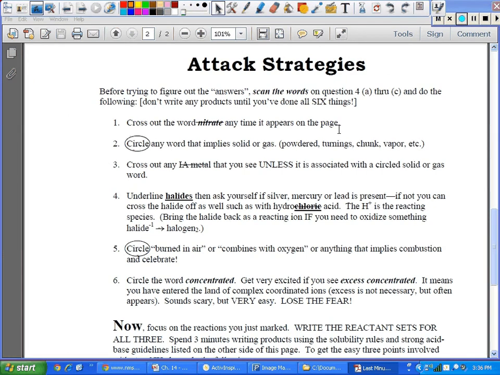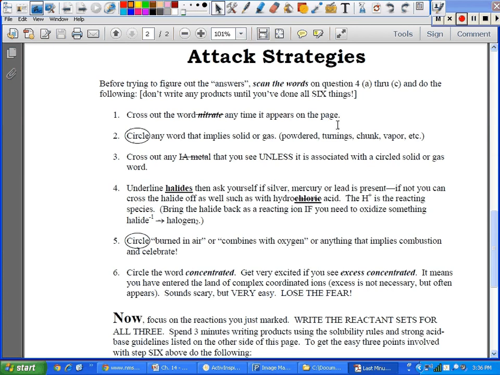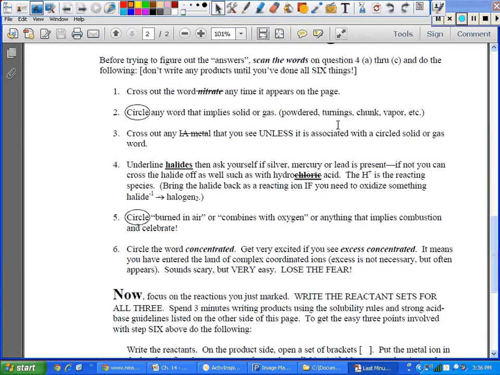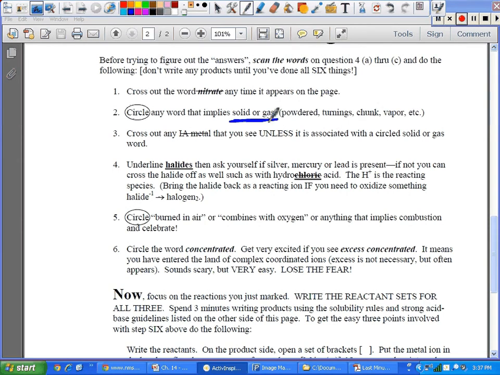So here we go. Before trying to figure out the answer, scan the words and do these things. Cross out all nitrates. Circle any word that implies a solid or a gas. Why is that true? Because you can't ever dissociate them. You can't ever break them down. They must be present in all net ionics.